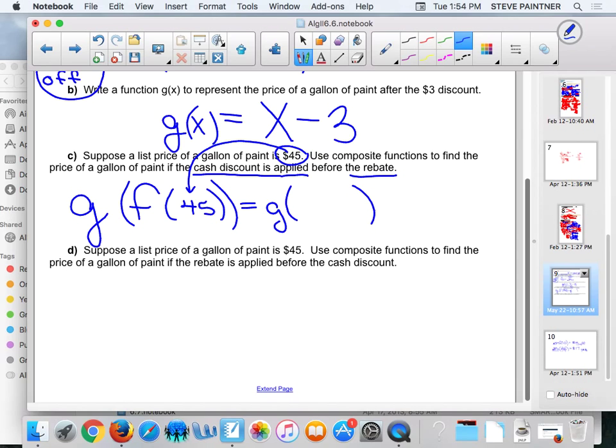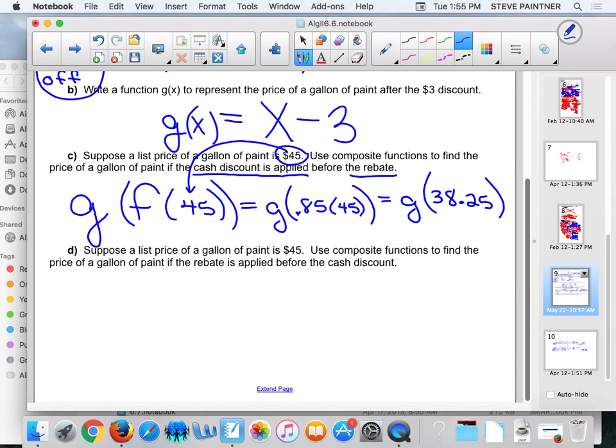What do you do? Do you subtract 3 from it? Or do you take it times 0.85? 0.85 times what? $45 gets you what? 30 what? Did I hear you say 0.25? Okay.